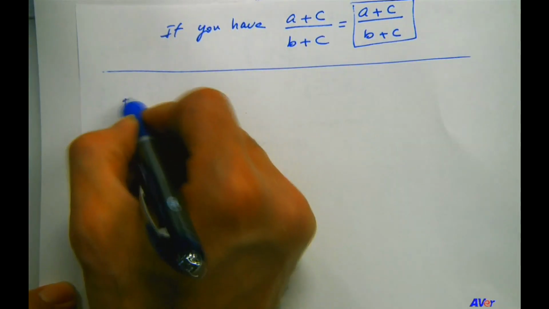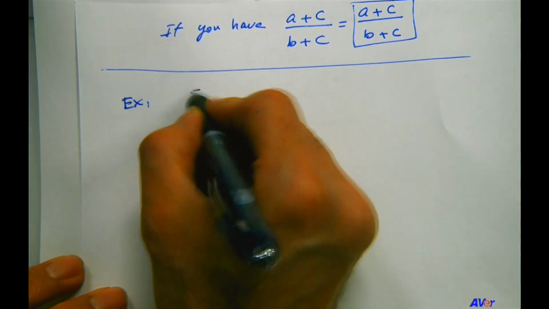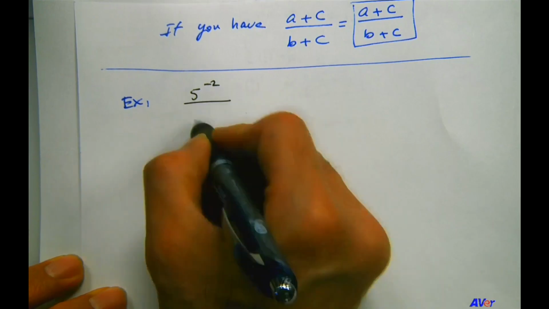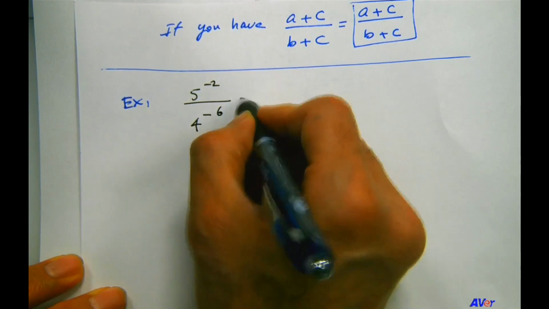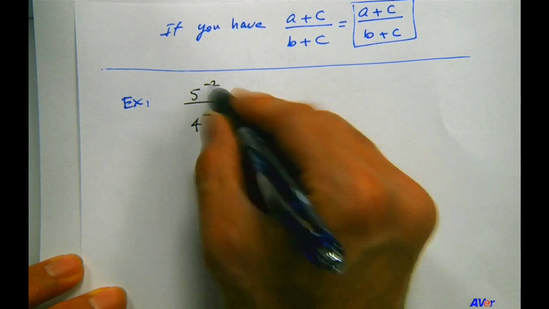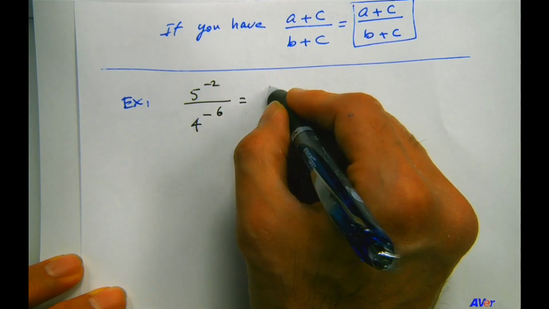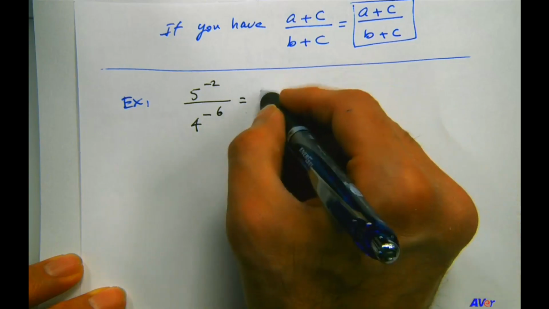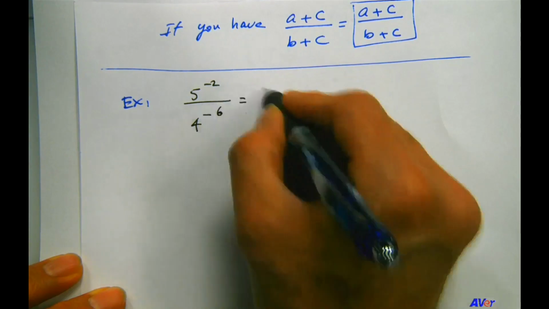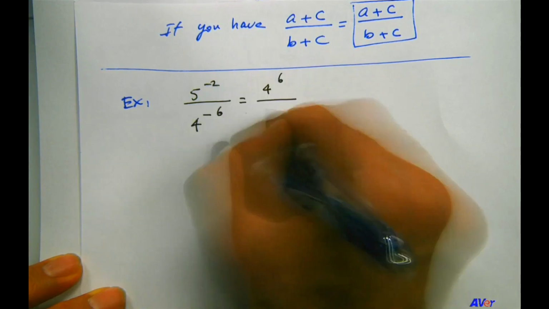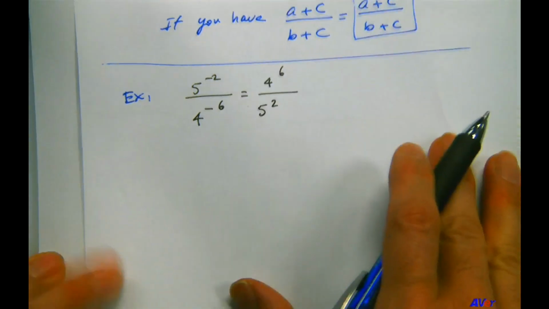Suppose you have, say, 5 to the minus 2 power over 4 to the minus 6 power. So that is equal to, you can move things around. You can bring this down, and I'm going to start with something really easy. And I'll give more examples on this. So then you can move this up and make the power positive. You can bring that down and make the power positive. But that's true for any term.